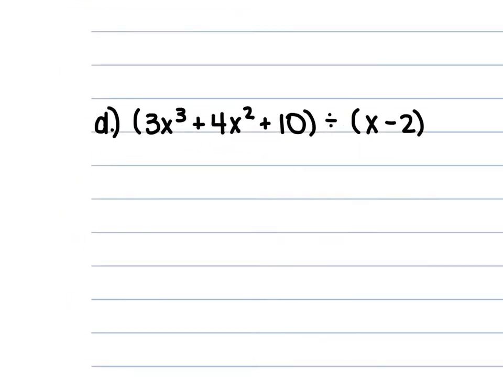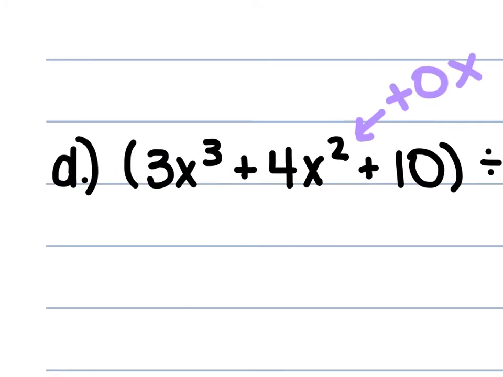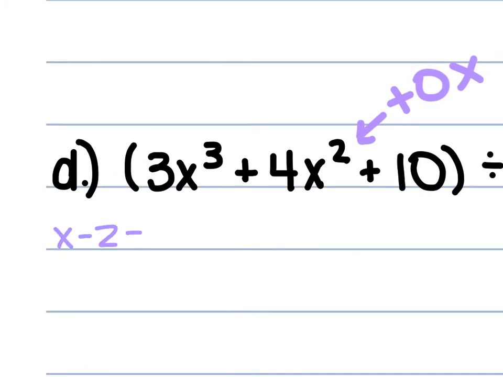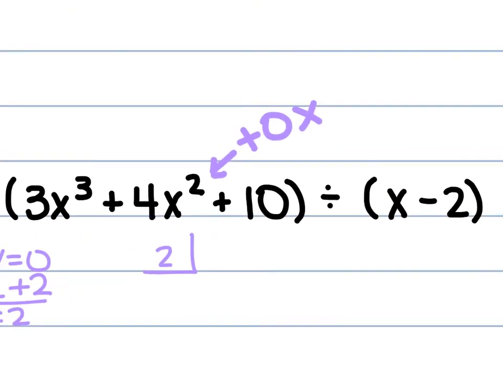If we look at D, we have 3x cubed plus 4x squared plus 10. We're missing an x in there, so we're going to put a plus 0x, and then we have x minus 2, so that x minus 2 will solve for x. Add the 2 to both sides. We get x is equal to 2, so 2 goes on the outside. Our coefficients are 3, 4, 0, because we're missing the x, and our constant is 10.